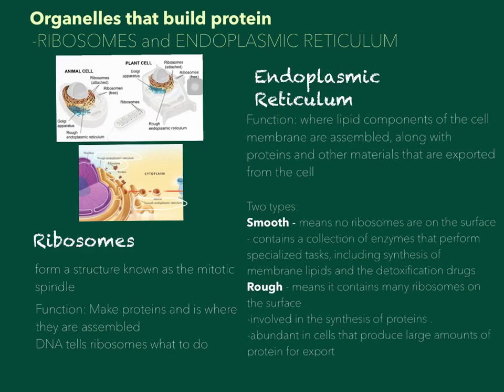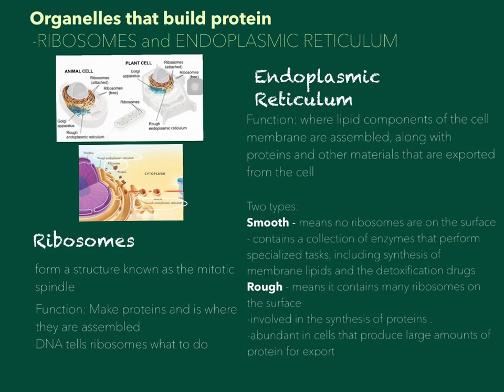Endoplasmic reticulum. In the endoplasmic reticulum is where lipid components of the cell membrane are assembled, along with proteins and other materials that are exported from the cell. There are two types of endoplasmic reticulum. There are smooth and rough. Smooth means no ribosomes are on the surface.